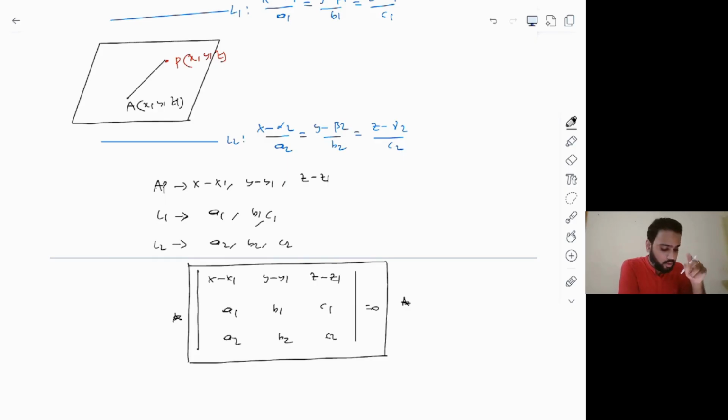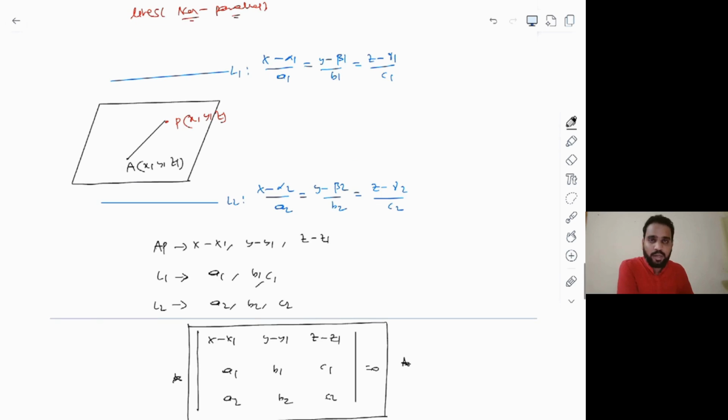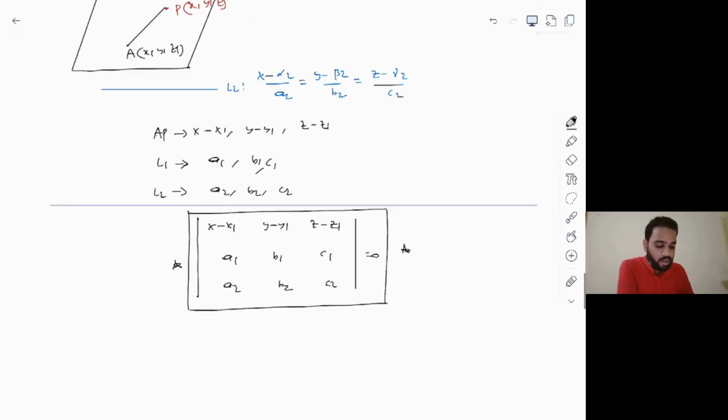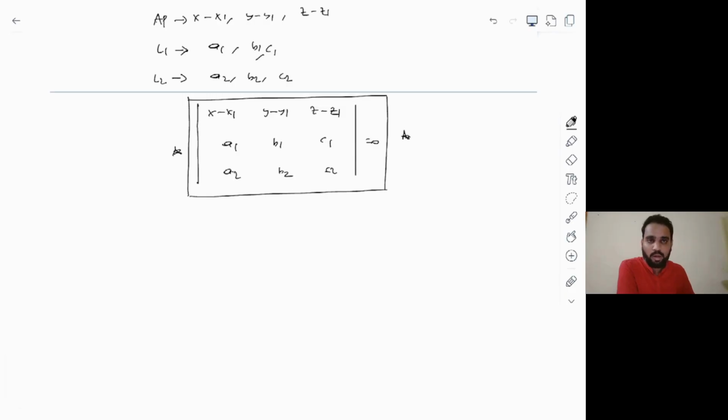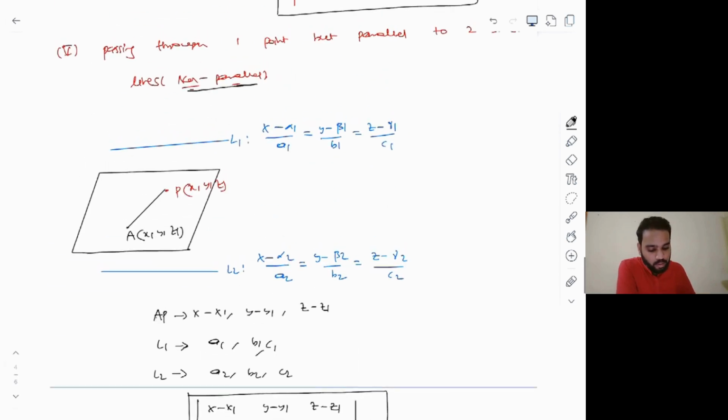Now you would have understood why the L1, L2 lines must be non-parallel here, because if they are parallel, what happens? Row 2 and row 3 of this determinant are going to be proportional, which will make 0 equal to 0, which means there are an infinite number of planes possible if the lines L1 and L2 are parallel to each other. You need to think about it properly. Imagine two lines which are parallel to each other, and imagine a plane which is parallel to these two parallel lines. What happens? There are infinite possibilities. That is the reason I told you it must definitely be non-parallel. If they are parallel, an infinite number of cases are possible. Okay, so this is the fifth case.